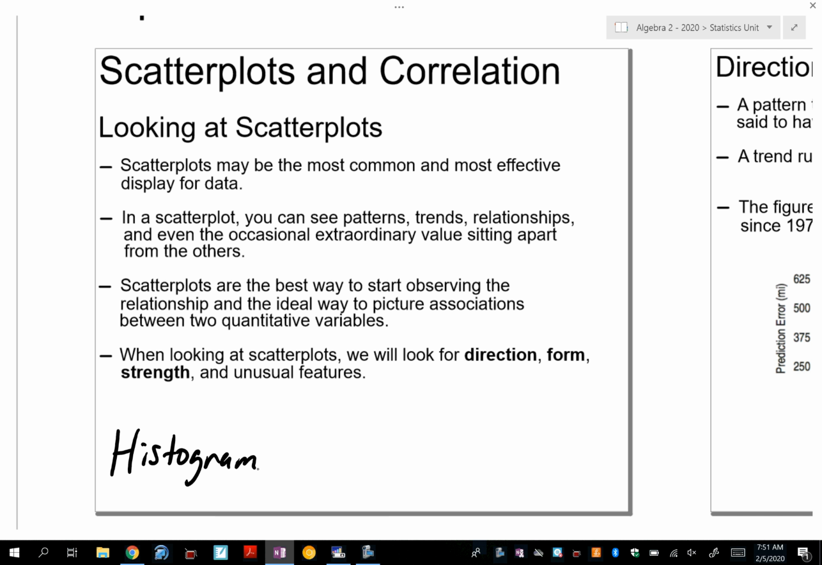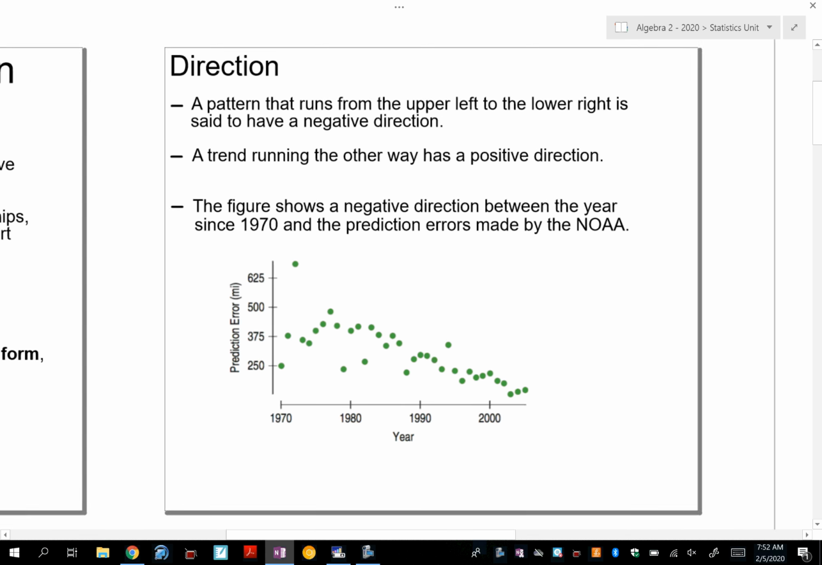Now, what we're going to talk about for the next few days is we're going to look at two quantitative variables at the same time. Okay. So two quantitative variables at the same time. And we want to know if there is a relationship or an association between these two variables. All right, and the way we're going to do that is by making something called a scatter plot. Okay? So here's a scatter plot.